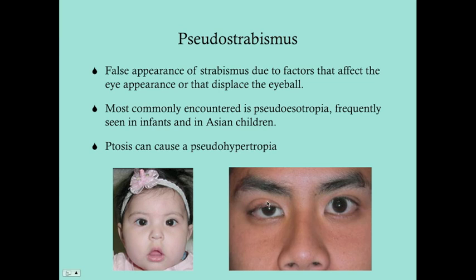Here's a patient who has a mild ptosis, and you can see his eyelid is covering up the top part of his eye, and so that's going to make it look like the eyeball is higher up in relation to the other eyeball, but it's not. It's just being covered more. So you can see how this may appear to be a pseudohypertropia or a hypertropia, but it's not. So ptosis can be a cause of pseudostrabismus too. The moral of this slide is to make sure that you're taking into consideration anatomic factors that can affect the appearance of the eye or displace the eyeball.